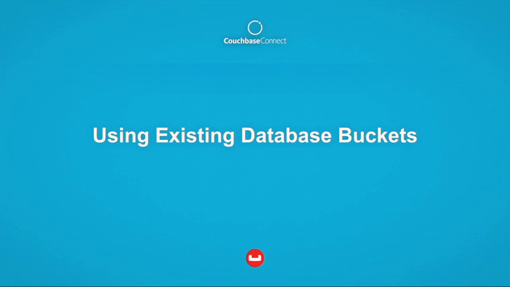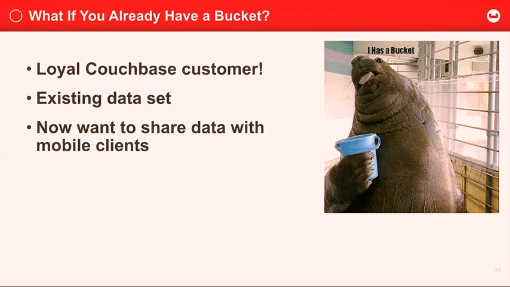So one of the things, if you're going to use an existing database bucket, is you probably don't want to modify the documents that are already stored there. They're already part of an application. Sync Gateway stores its sync metadata against documents. And if you point it directly at a bucket that's already populated, Sync Gateway is going to start modifying those documents and adding sync metadata to them. And that's not really what we want to do.